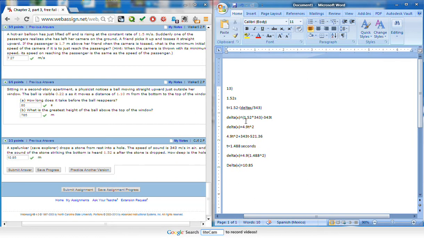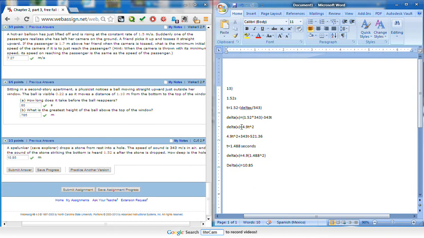Now, I guess you could have done a different approach that would have been a little faster in retrospect. But what I did was isolate delta x algebraically, and you'll get delta x equals 1.52 times 343 minus 343 t. But now you can use the delta x you would find from a kinematic equation from one of the ones in the notes and solve. You're looking for a kinematic equation that has delta x and t, where t is the only thing you don't know.